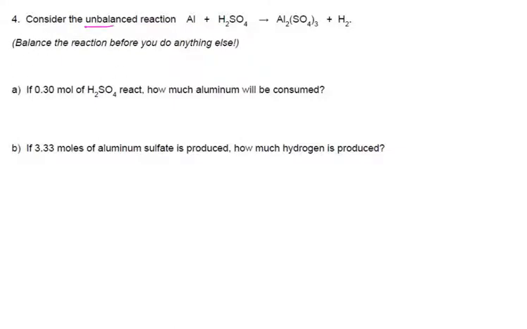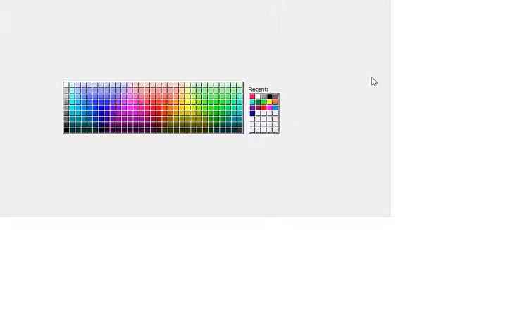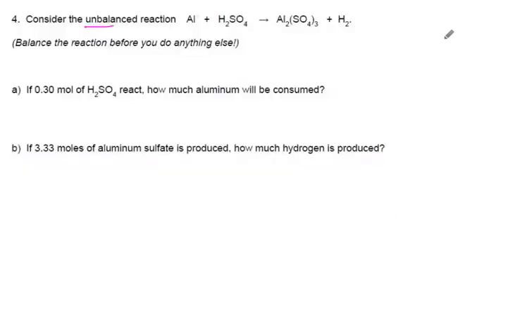Unbalanced reaction. Again, they warn us. Eventually they'll stop warning you, so just watch that like a hawk. If they don't specifically say the reaction's balanced, if you don't see coefficients in here, then it's probably on you to do the balancing. So what have we got?